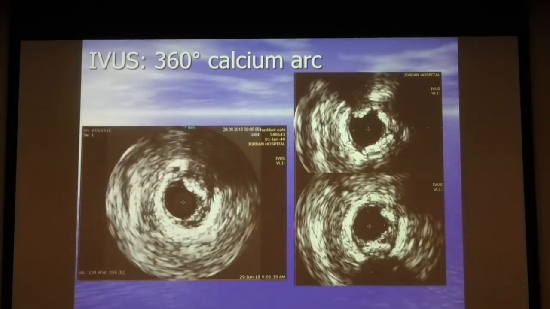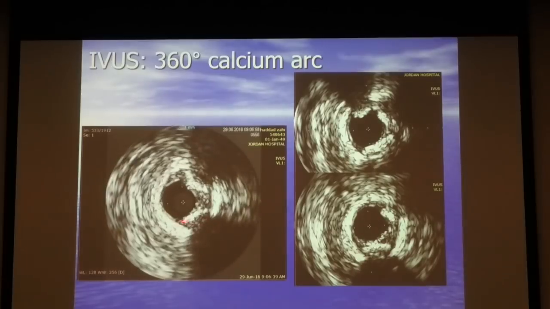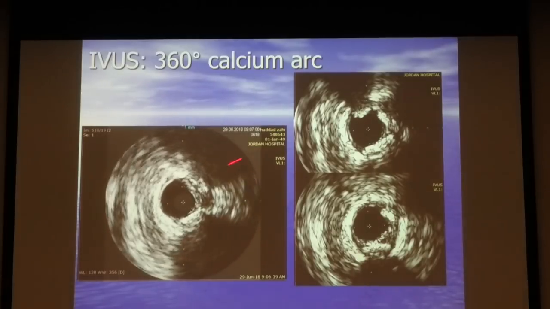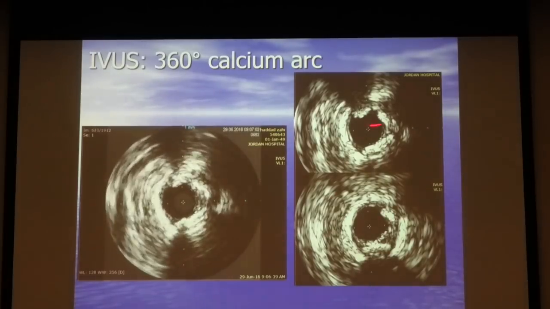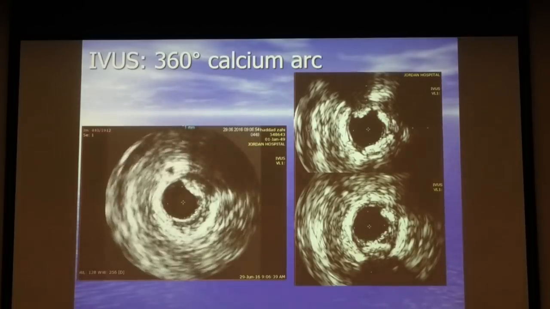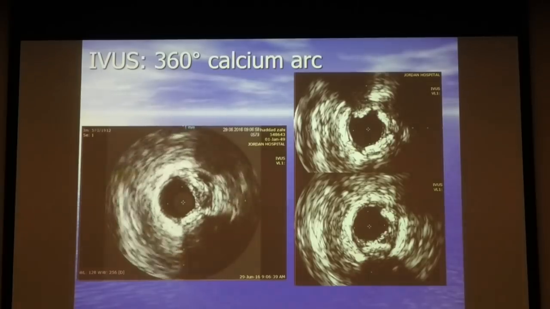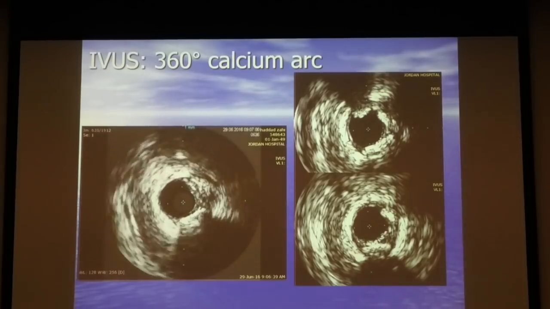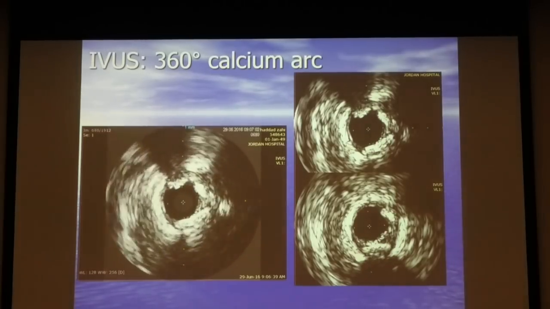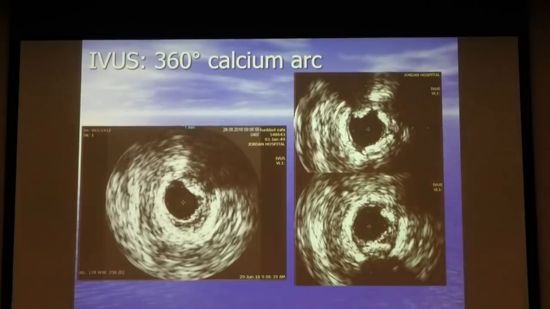You'll find the calcium is 360 degrees. It's really, you cannot dilate it without rotational atherectomy. IVUS is helpful in this particular patient. I know left main is very short, heavily calcified, you don't know the size, and it's also helpful in confirming whether rotational atherectomy is really necessary or not.